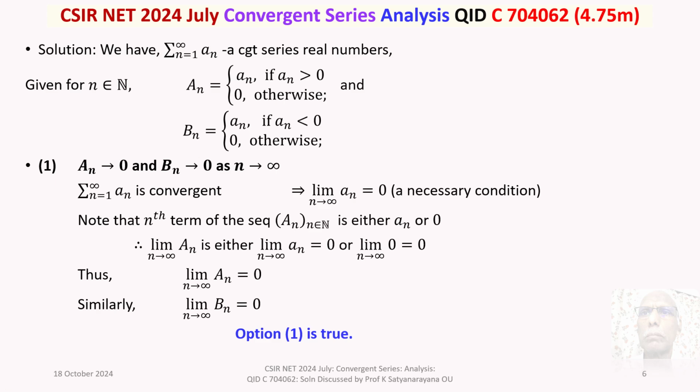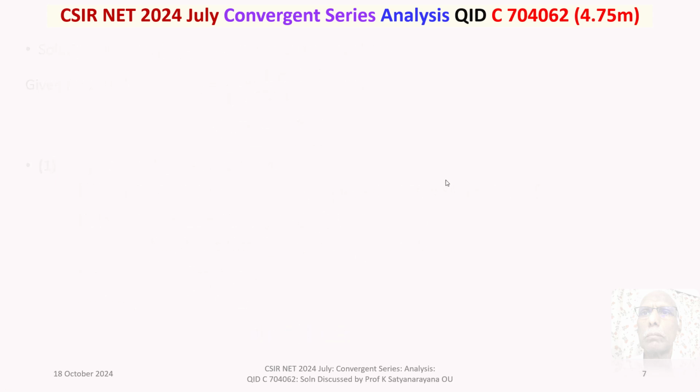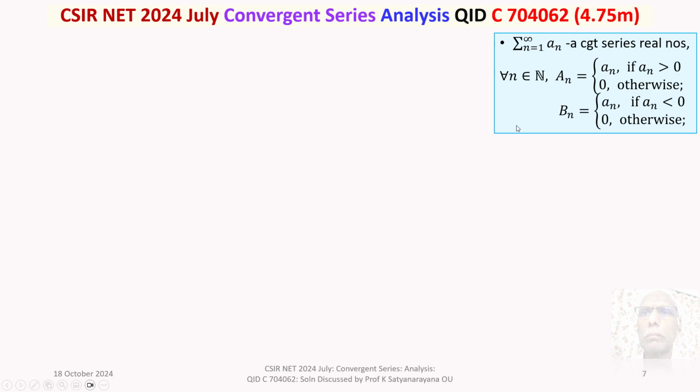Right. We move on to the next option. That is, this is the given hypothesis. We move to the next option. Before going into the next option, we want two results. We claim that capital A n plus capital B n is a n. Capital A n minus capital B n is mod a n. These are the two results we want, and we will establish here.